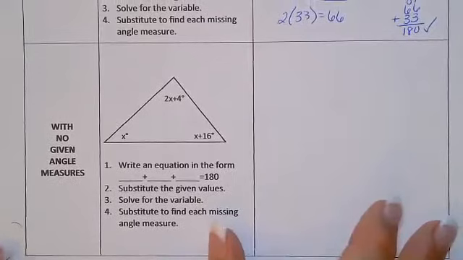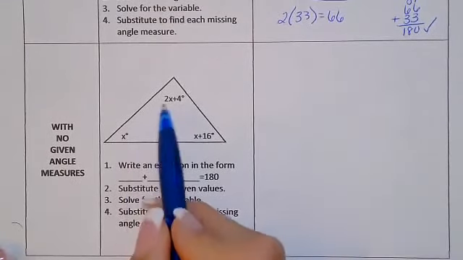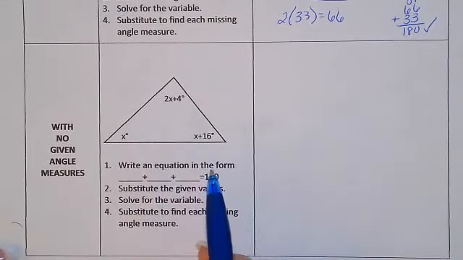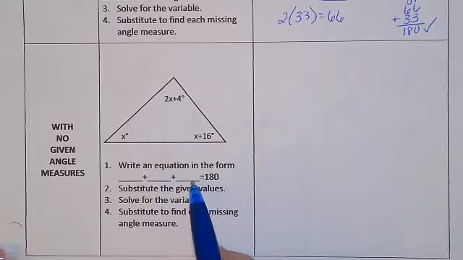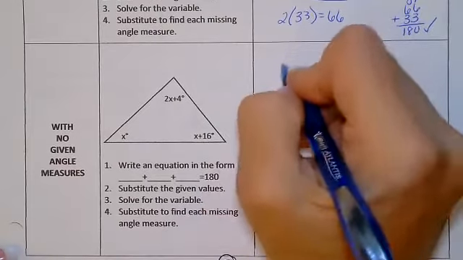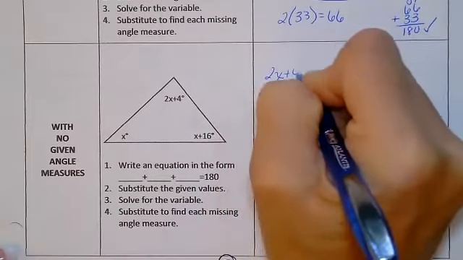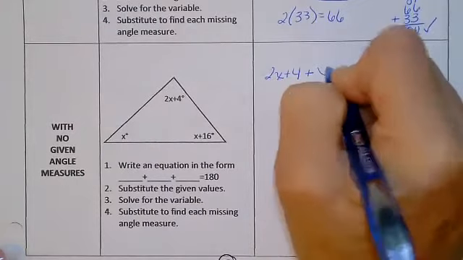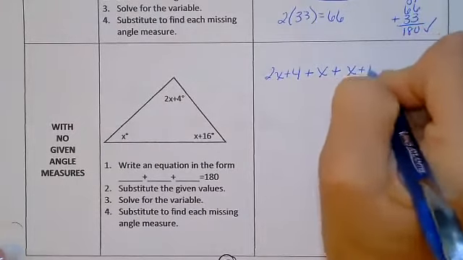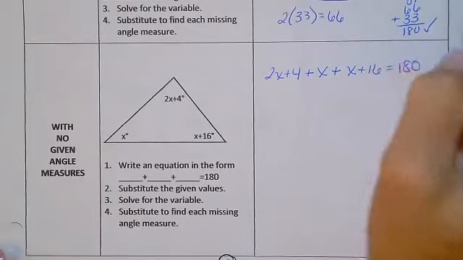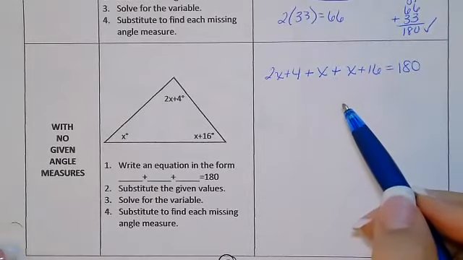Okay, here's another type of problem. We aren't given any. So we're going to write an equation in the same form we just used. Adding the 3 angles together, we know equals 180. Substitute what we're given, solve for the variable, and substitute to find each angle measure. So I'm going to add 2x plus 4 plus x plus 16. So those are my 3 angles.